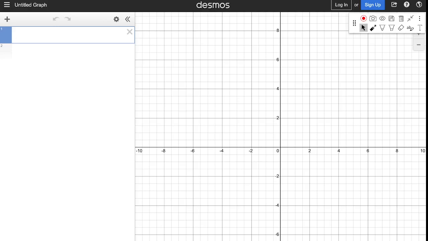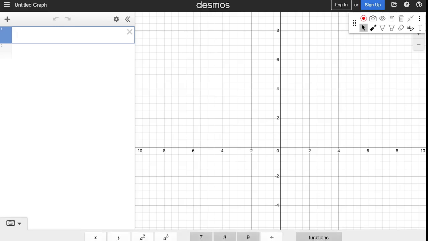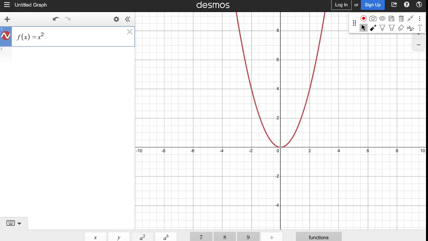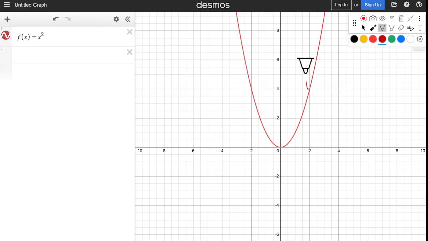But a good function to take a look at with horizontal stretching and shrinking is, what do I want to say? Parabolas. Parabolas are always good because we get this U shape, and so if we do a stretch, we'll see that things will go up higher. When we shrink it, things go down lower.